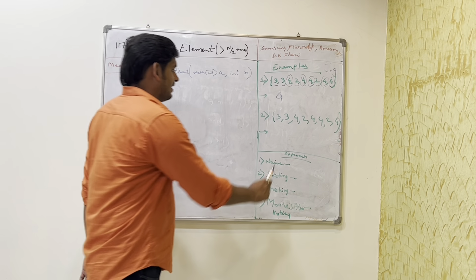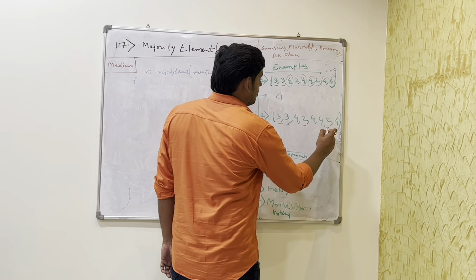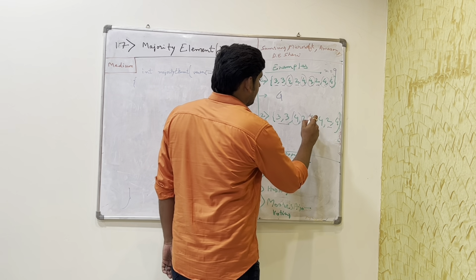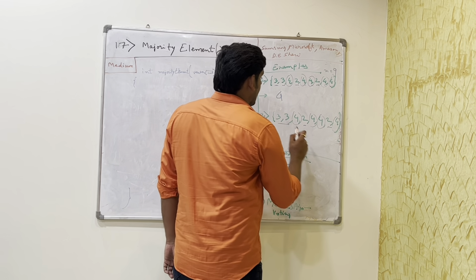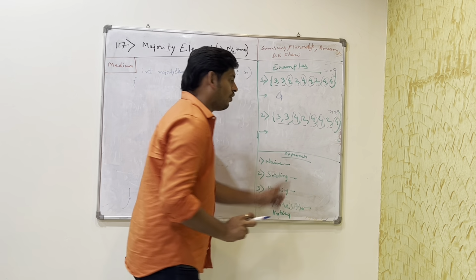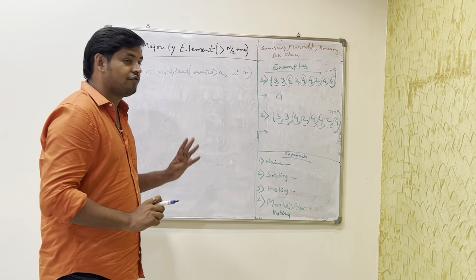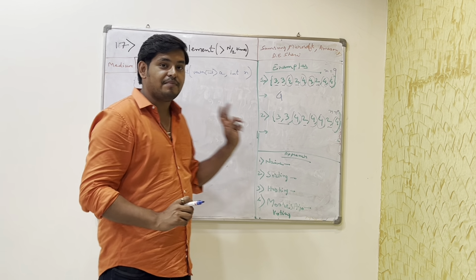Similarly over here, 3 has come twice, 2 has come twice. How many times has 4 come? 1, 2, 3, 4. And how many elements are there? n is equal to 8. So 8 by 2 is 4. So 4 has come n by 2 times.